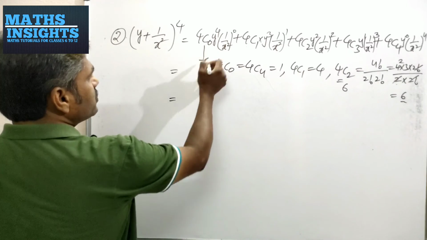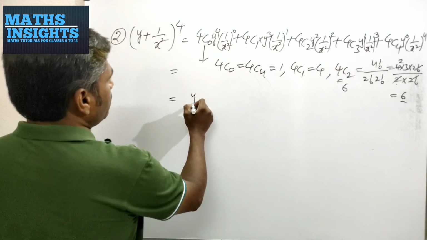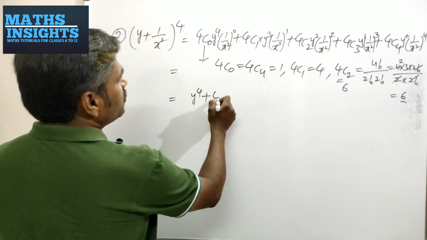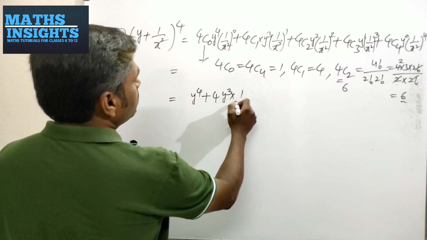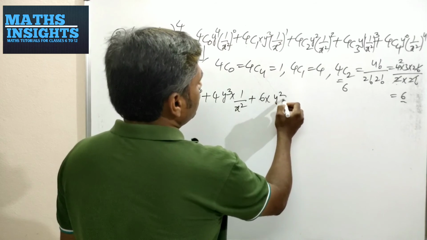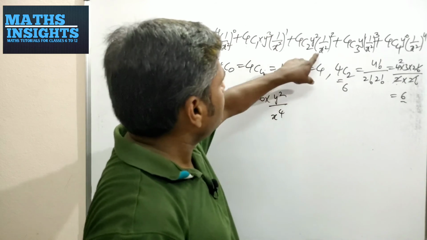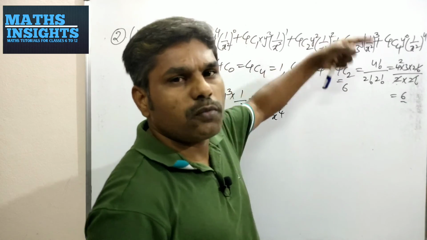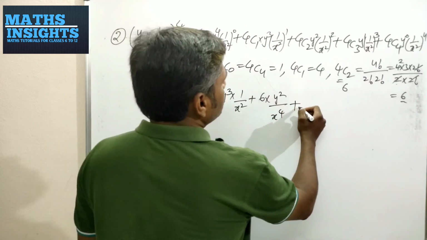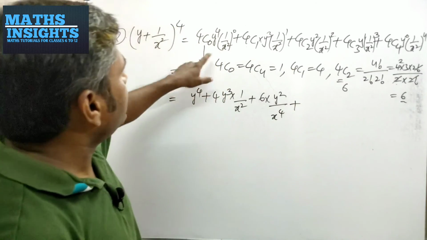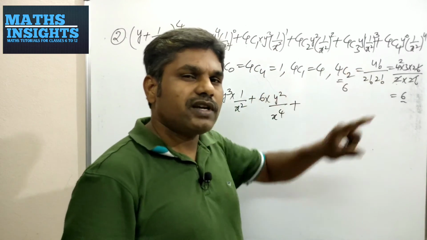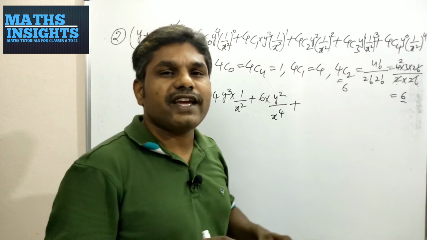Now y power 4, 4C0 is 1. So y power 4, anything power 0 is 1, plus 4C1 is 4, y cube into 1 by x square, plus 4C2 value you calculated as 6, y square by x power 4. See, a power m whole power n will become a power m into n, 2 into 2 is 4. Therefore next one is 4C3. You calculated 4C1, 4C1 value is equal to 4C3 also.